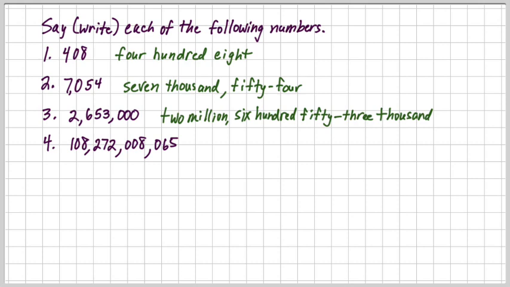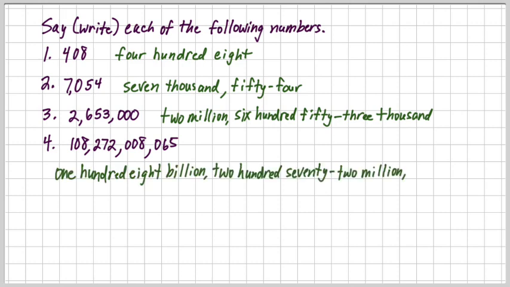All right, so it might help to make sure we got our ones, we got our thousands, we got our millions. We're going to start with the billions. So it's 108 billion, comma, 272 million, comma, 8,000, comma, 65. So 108 billion, 272 million, 8,065.